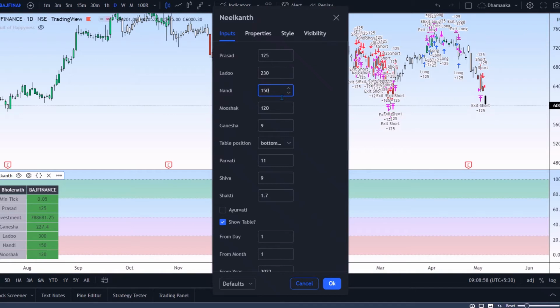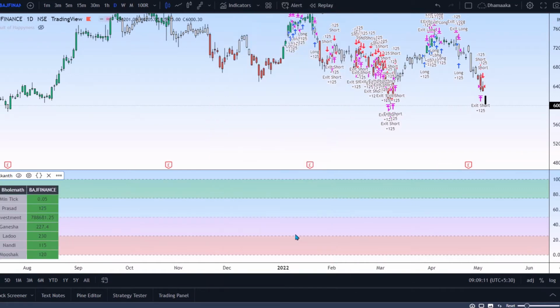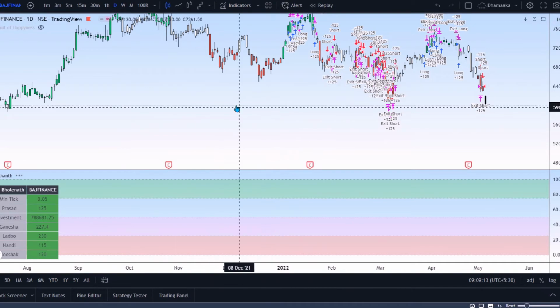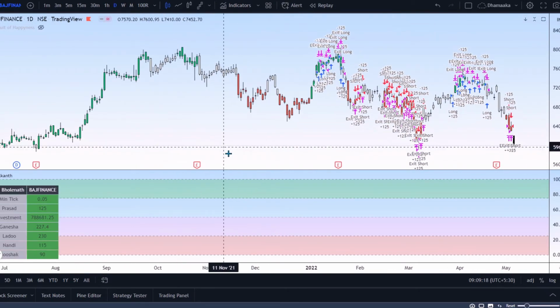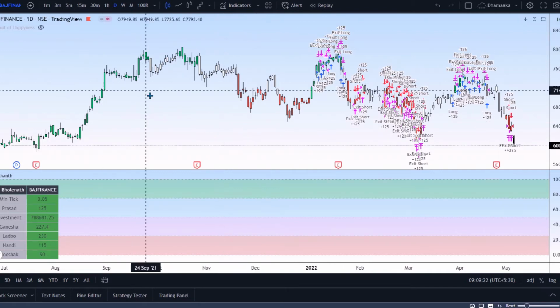we give to the bull Nandi, and we can give around 90 here to Mushak as well. There are different settings for each stock. It'll be a little longer video if I talk about that. So for simplicity now, let's see just this particular stock.